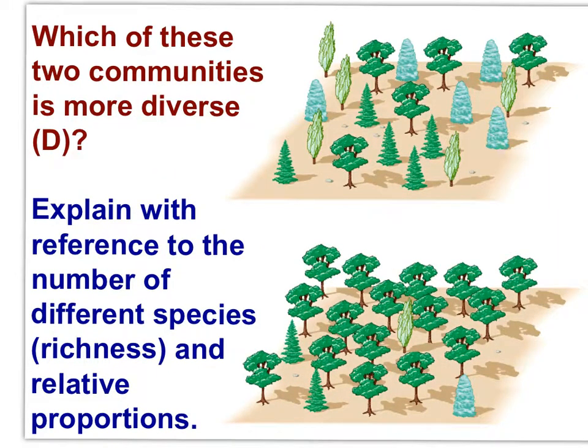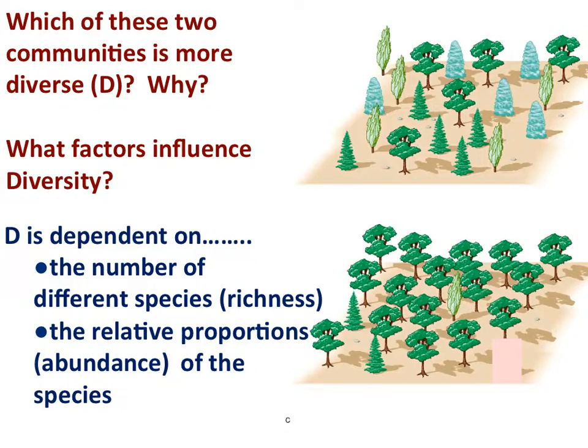Now, which of these two systems would be more diverse? Look carefully and notice that each system has the same richness, the same number of different species at 4. But the top system would be considered more diverse because the relative abundance of each species is more even. In other words, the bottom system is less diverse because it is dominated by one species. So remember, the diversity index is dependent on the number of different species, which is the richness, and the relative proportions of the species compared to each other.